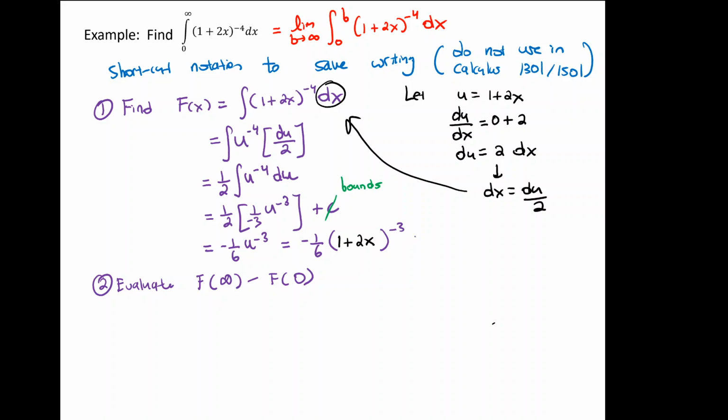Actually, before we do that, let's use exponent laws to simplify this expression. So this is minus 1 over 6 times 1 over 1 plus 2x to the positive 3. So a negative exponent can be brought downstairs as a positive exponent. And then clean that up further. This is minus 1 on top, and 6 times 1 plus 2x to the 3 down below. Now we'll evaluate this at infinity. We'll evaluate this at 0.